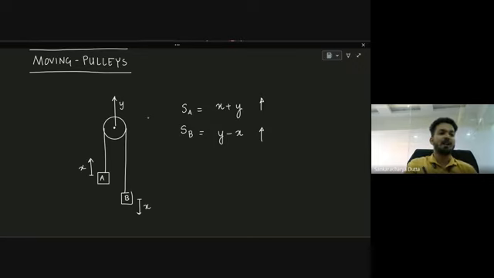Okay. So I need to find a constraint relationship between SA and SB, the displacement of A and displacement of B. Now, in fixed pulleys, it was very simple. SA was equal to SB. In this case, can I say SA equals SB? Well, no, I cannot say. So I have to find something else. So what I'm going to do is SA plus SB. Tell me what is SA plus SB?